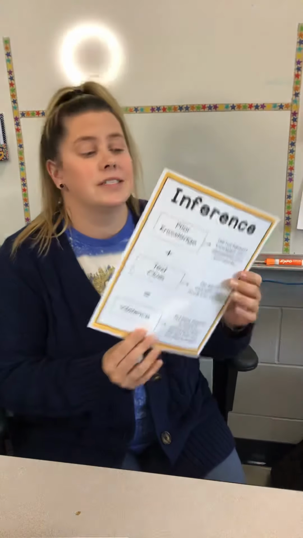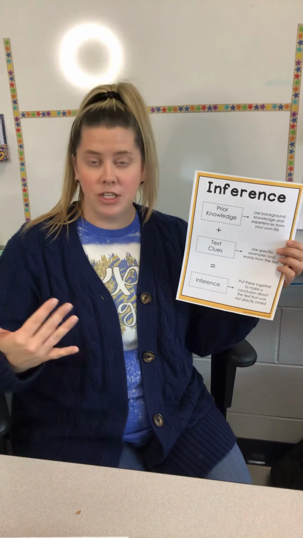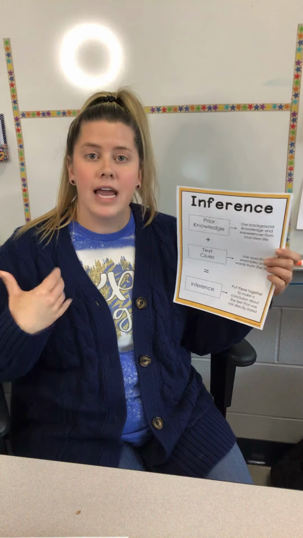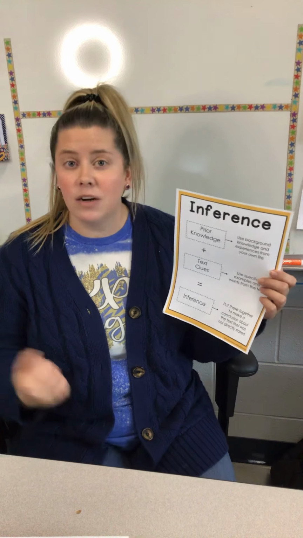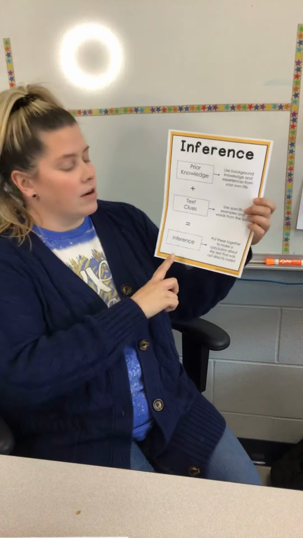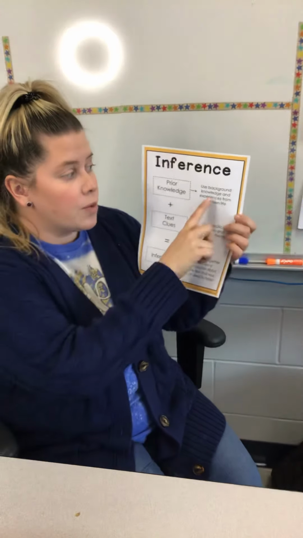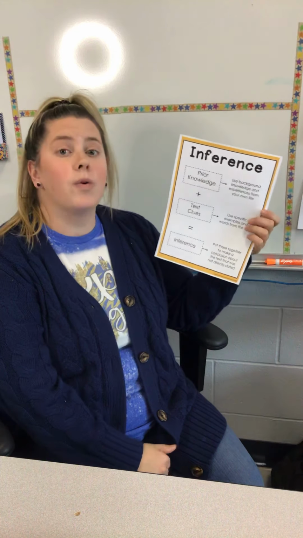Let's start with inference. Inference is when you look at the information that you have, or what you've read in the story, and then you make a decision based on what you see and what you know. The two things you put together to make an inference are your prior knowledge and your text clues. Prior knowledge is things that you already know.